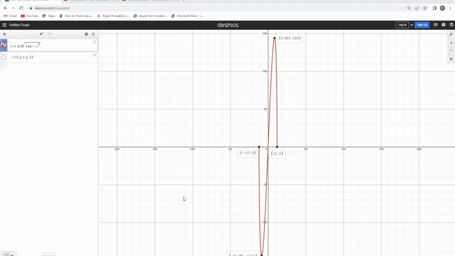Negative 6 square root of 2, comma, negative 144, which is this point, is a local minimum. Negative 12, comma, 0 is a local maximum. 12, comma, 0 is a local minimum. And this point here on top, 6 square root of 2, comma, 144, is a local maximum.